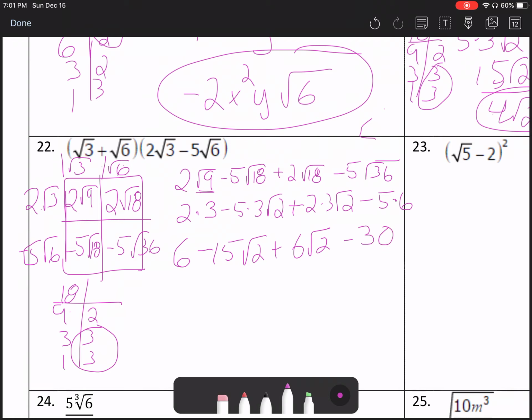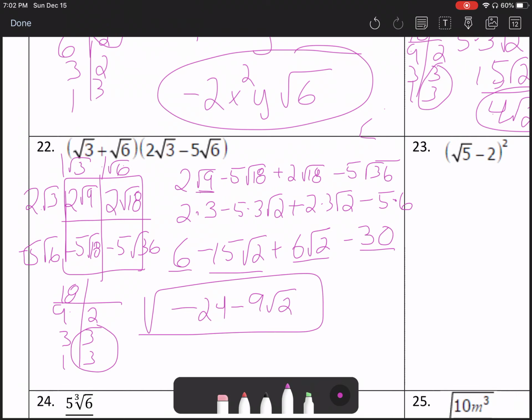What you'll notice is I have some plain old numbers here. 6 minus 30 is negative 24. And these both have radical 2, so negative 15 radical 2 plus 6 radical 2 is going to be negative 9 radical 2. And there you go.